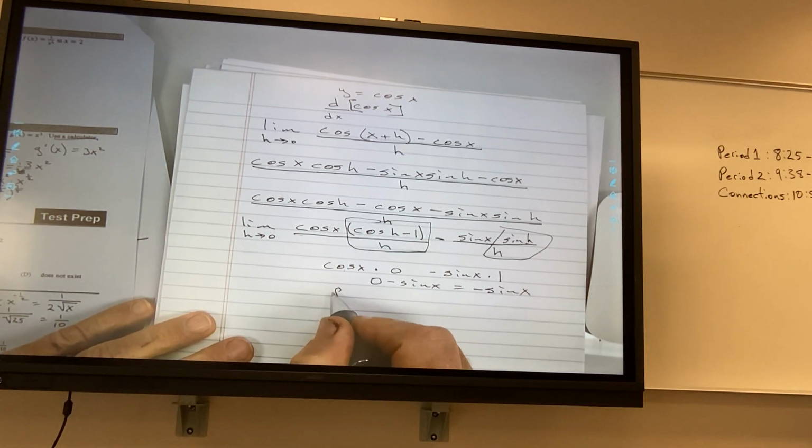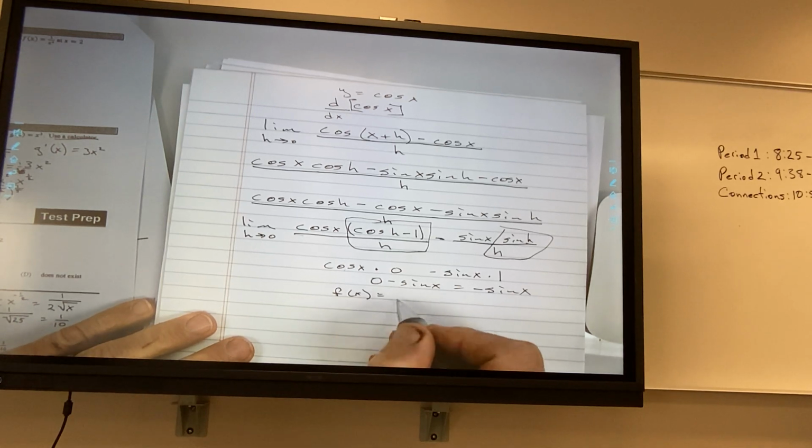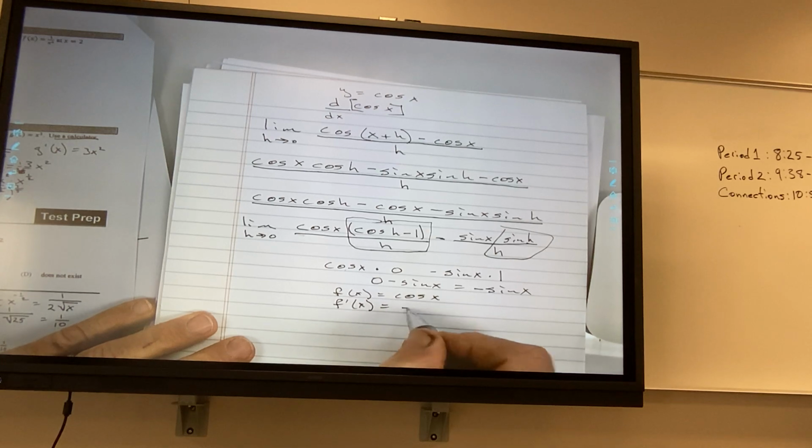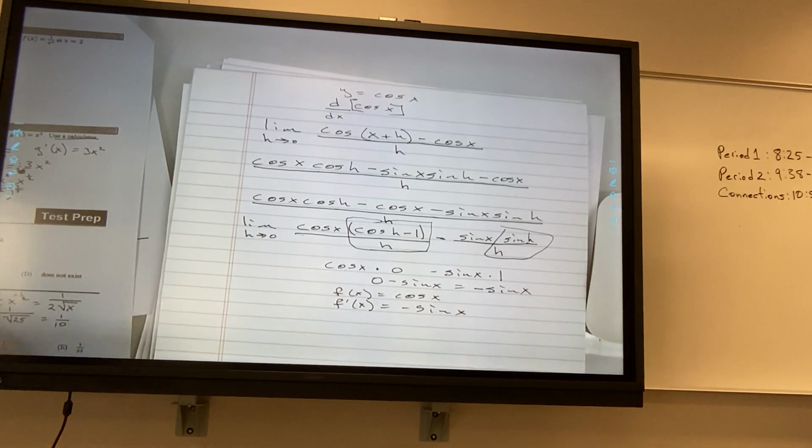So if f of x equals the cosine of x, its derivative is the negative sine of x. I wish it was the positive, but it's not.